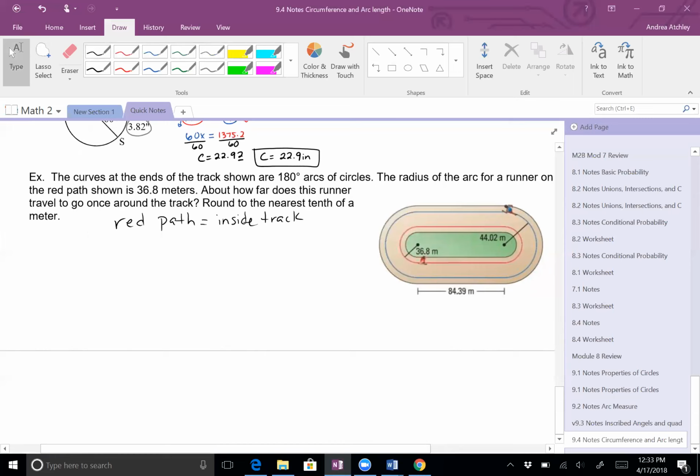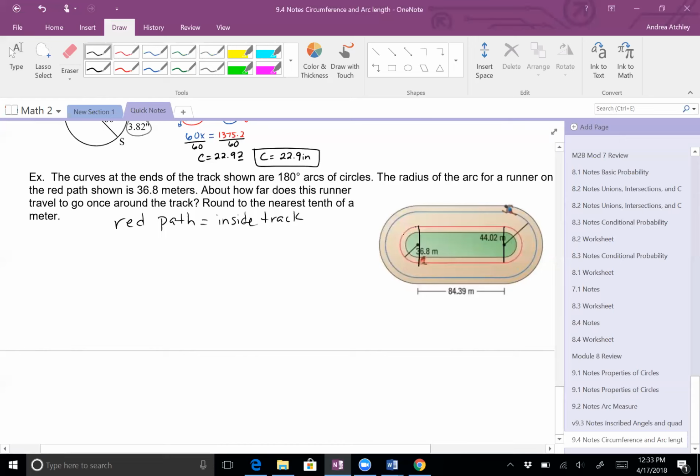Okay, so the blue or the outside track we don't care about. We're only looking at the inside track. So if these two circles are both 180 degrees, they're half a circle, right? And what do 2 halves equal? A whole. So I have 2 halves of a circle. They're cut in half and put on opposite sides of my track. Okay.